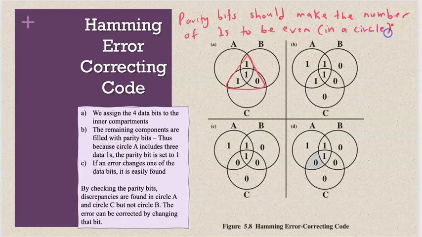Okay, so now we try to assign the parity bits and see if we got it. For circle A, we have 1, 1, 1. So this is odd. We need another one to make it even. For circle B, we have 1, 1, 0. This is already even, so I'm going to assign this as 0 because I don't want to make this odd. And for circle C, we have 1, 1, 0. So this is already even, so I'm going to assign this as 0. You can see here in figure B that this is exactly what they have assigned. It is exactly the same.